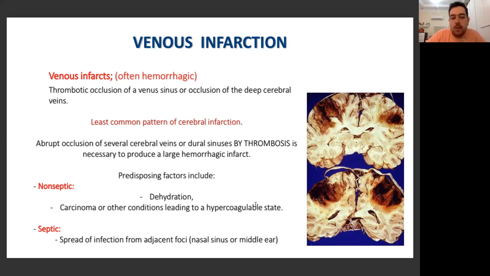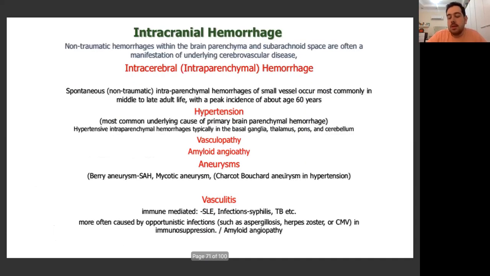Basically any hypercoagulable state. Sometimes patients can develop venous infarction if they are septic, okay? So if there is a spread of infection from a nearby area like the middle ear or the nasal sinuses, this inflammation and this process can go on and obstruct one of the veins and lead to a state of venous infarction. You can just skip this slide.